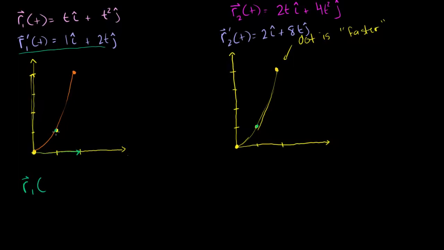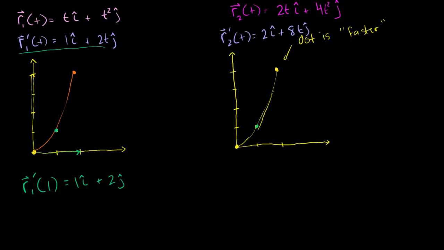So this point on the curve here is when time is equal to 1, you could say, second. This point over here, which is the exact corresponding point, is when time is equal to 1/2 second. So r1 prime of 1, we're taking the derivative there, is equal to 1i. It's not dependent on t at all. So it's 1i plus 2 times 1j, so plus 2j. So at this point, the derivative of our position vector function is going to be 1i plus 2j.